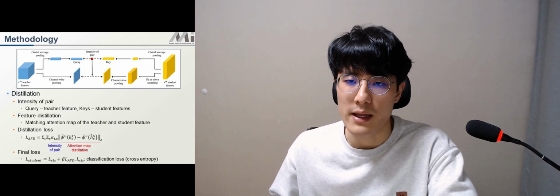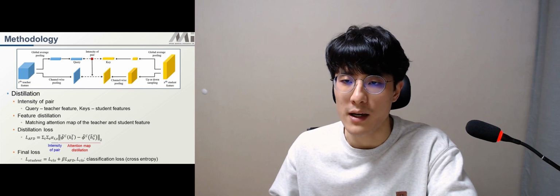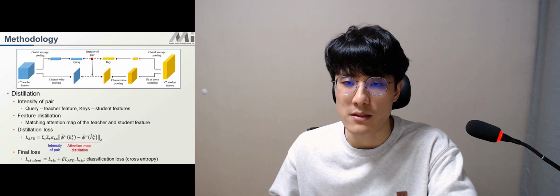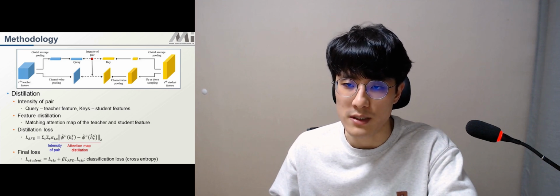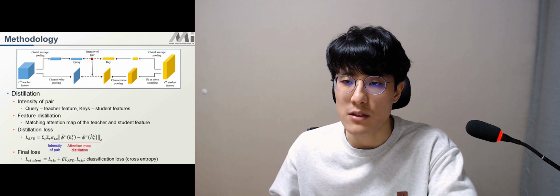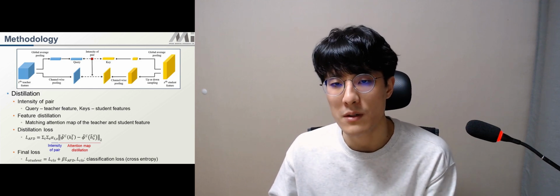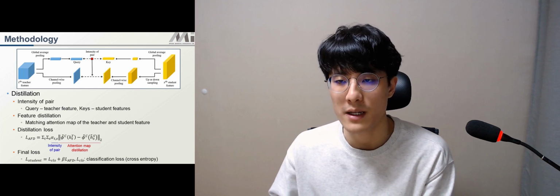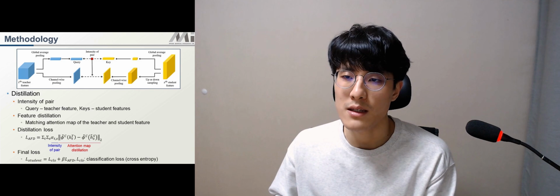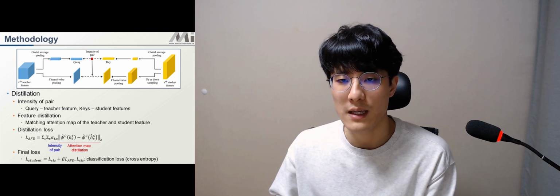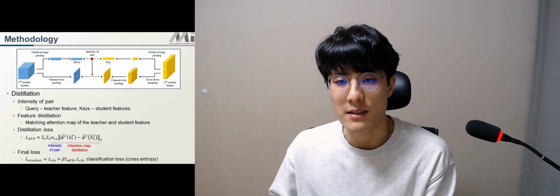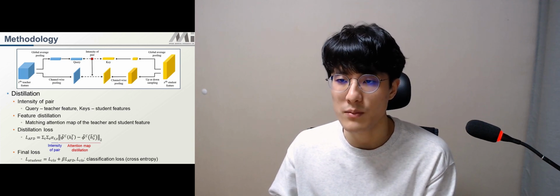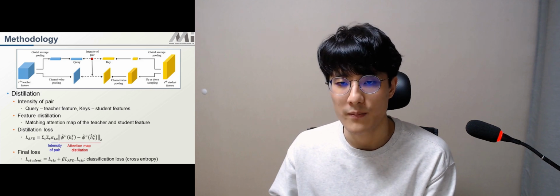Now, I will explain the methodology in more detail. To learn the similarity relationship between the teacher feature and the student features, we use a vector from the output of a linear average pooling on the teacher feature as the query of the attention mechanism. And we set the key from the student feature in the same way. The intensity of the link, alpha, on this page is obtained from the product of query and key.